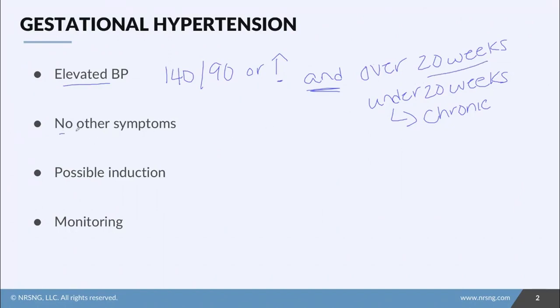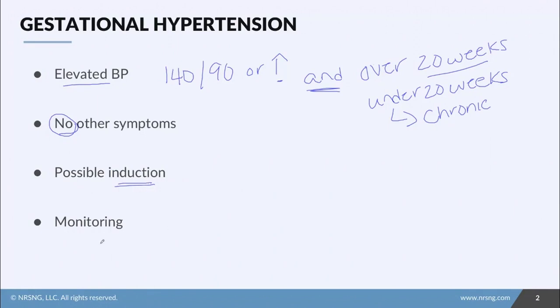She's going to have no other symptoms. If she had other symptoms such as proteinuria, then that means she's progressing to something called preeclampsia. There's a lesson on preeclampsia, so just refer to that for more detail. For this patient, there will be close monitoring to make sure she's doing well and the baby's doing well. She might need to be induced early. If they find there's a problem, or the blood pressure is getting out of control, or she's progressing quickly and getting more severe, then they might schedule an induction.